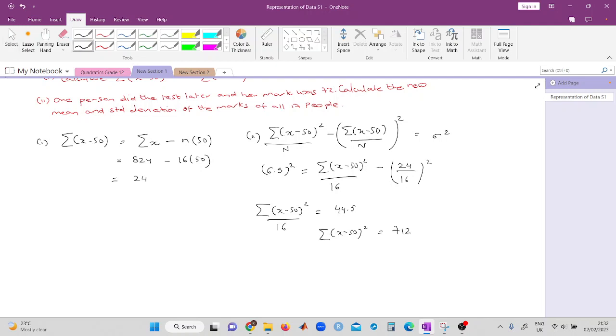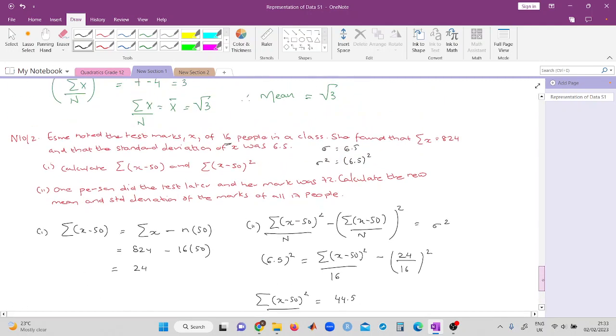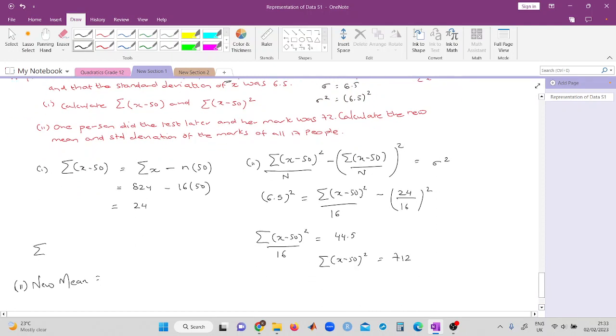Donc là, nous calculons le new mean. How to calculate the new mean? Donc là, évidemment, it was 72. Ok, donc une information avant, c'était summation of x. Donc avant, summation of x equals to 824. Ok, donc là, vous avez another x has been added. Ok, donc il fait 824 plus the new value of x.